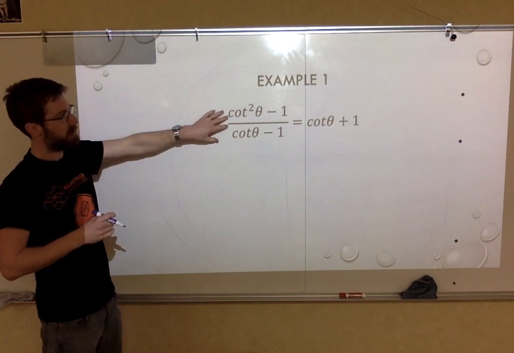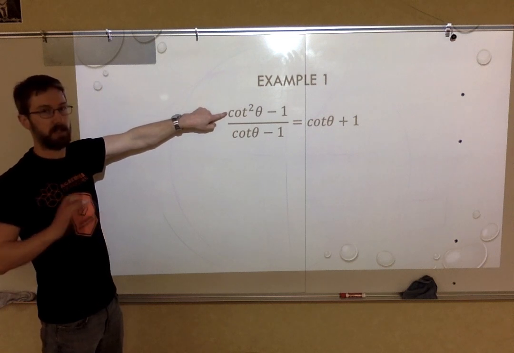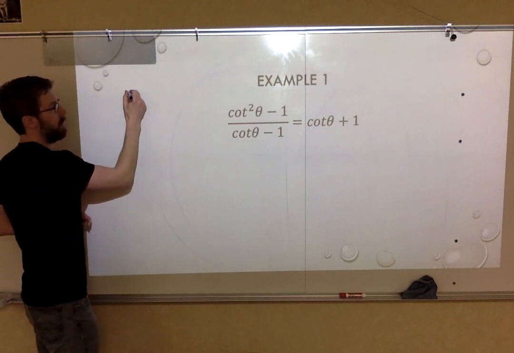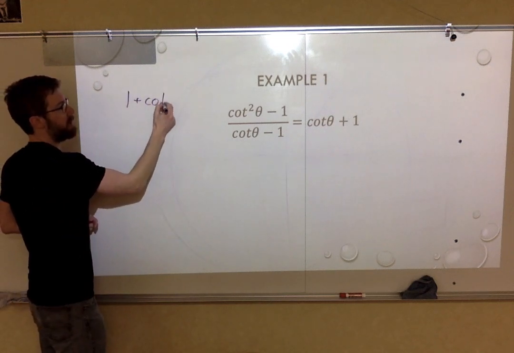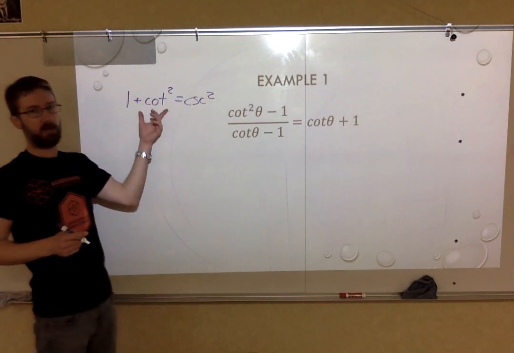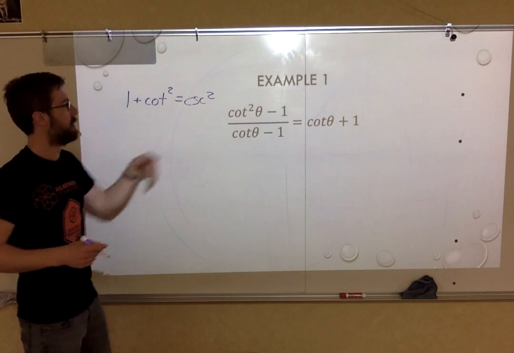Okay, so if you're trying to use a Pythagorean identity for the numerator, it's understandable, but it doesn't work, and here's why. 1 plus cotangent squared equals cosecant squared. I can't make one side of this equation equal to cotangent squared minus 1.